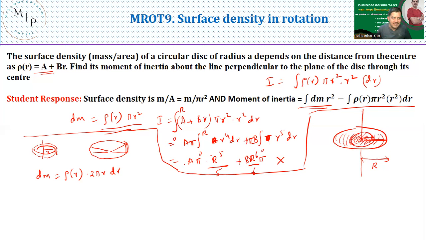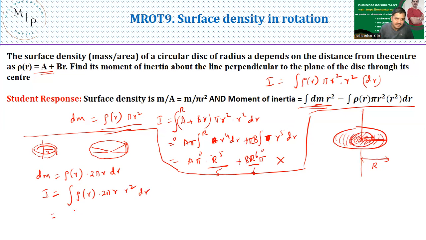Right. Now let us solve this problem. This dm is given like this, and then I'm going to write the moment of inertia as equal to, let me substitute here. Where is dm here? I'm going to substitute dm here. So this should be rho of r into 2 pi r into r square. Where do you get the r square? This r square into dr.